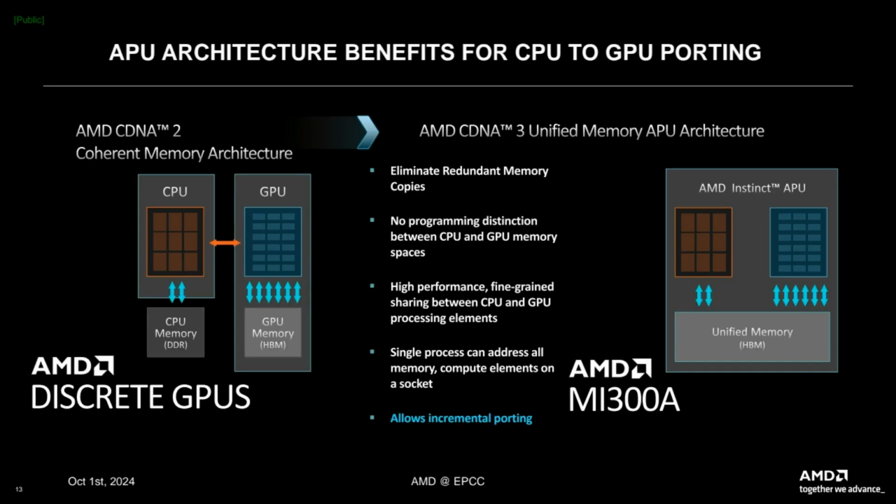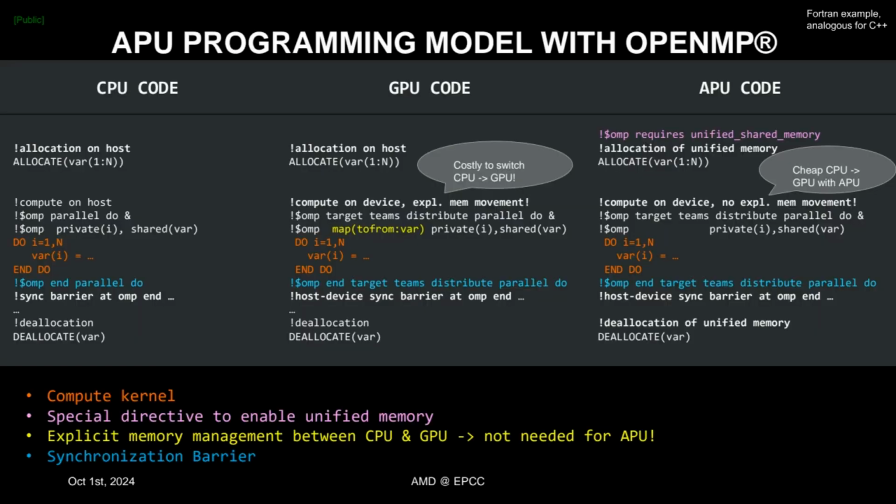Okay, so this is just a diagram that once again reiterates the fact that the MI300A has one memory space for CPU and GPU. But let's take a look at what it means in practice when we have a code that exists on the CPU and we want to move to the APU.